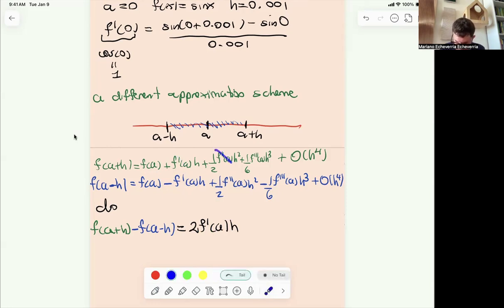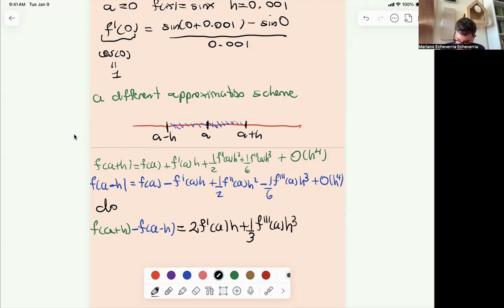Then when you subtract these two, they cancel again because they come with the same sign, right? And then when you subtract these two, they contribute, because the minus flips it. So you get 1/3 f triple prime of a times h cubed.